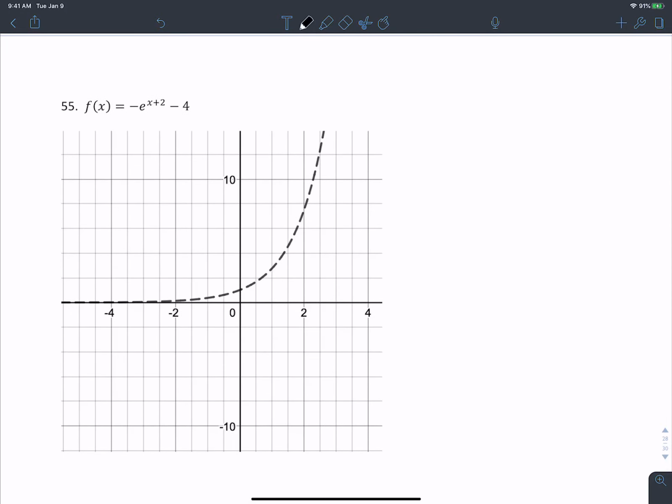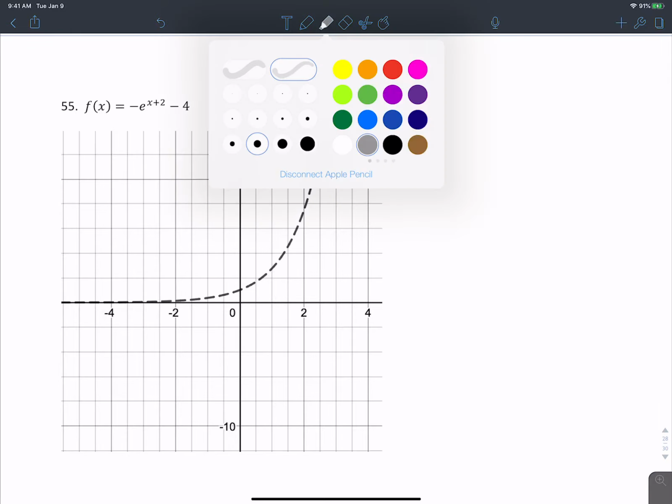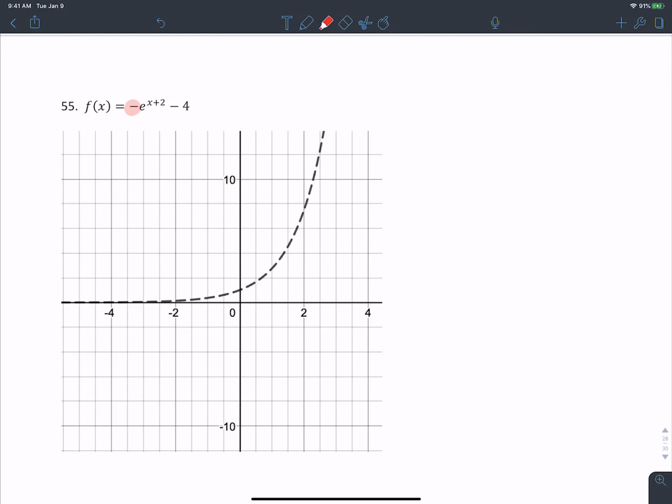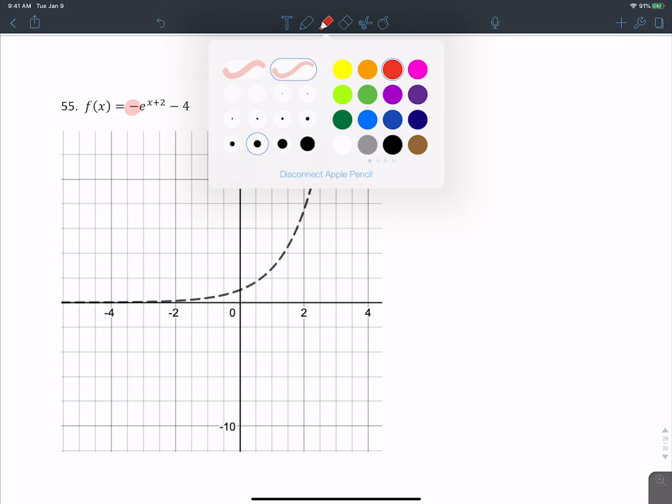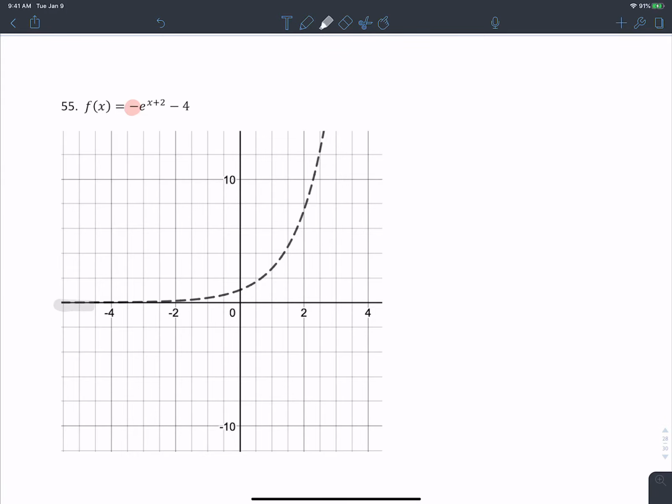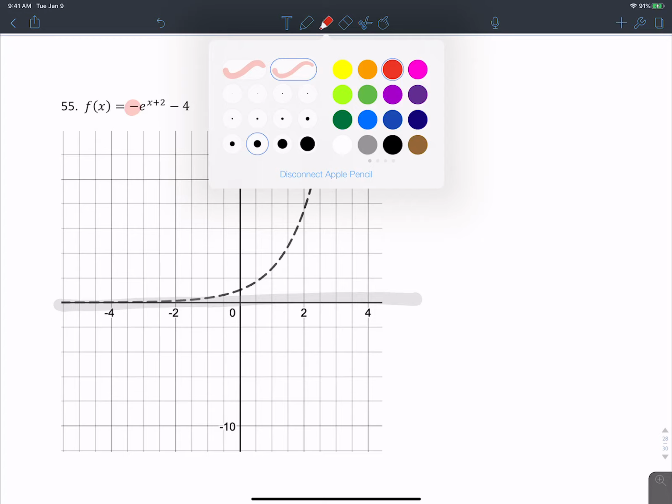55, an exponential curve. So notice in this question, though, we also have this minus sign in front. So we have to, again, put our mirror across the x-axis, reflect every point.